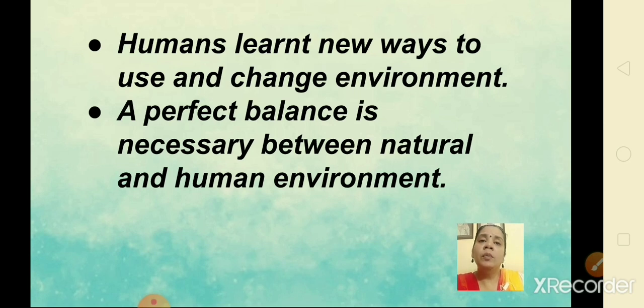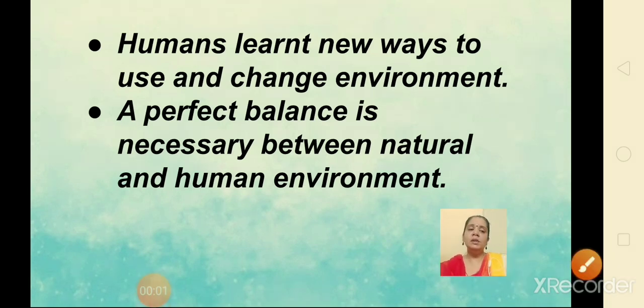The wheel was invented. Surplus food was produced. Barter system emerged. Trade started and commerce developed. Industrial revolution enabled large scale production. Transportation became faster. Information revolution made communication easier and speedy across the world. Children, we have learned about this in last year's course, right? 6th standard course of history. Humans learned a new way to use and change environment.